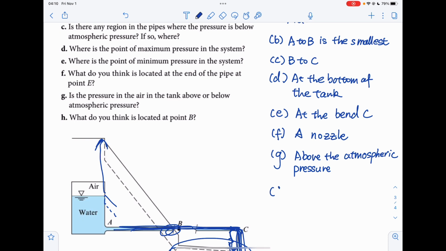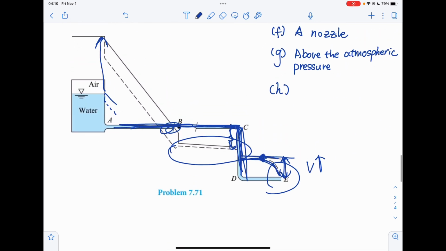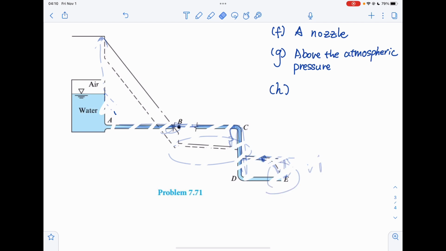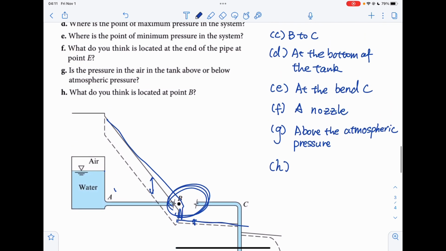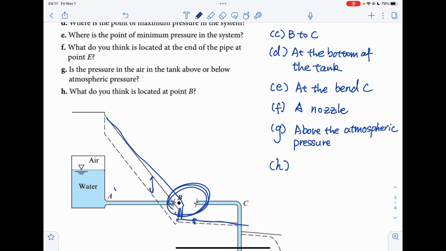And for part H, it's asking, what do you think is located at point B? So when we look at point B here, we are actually having a decrease in velocity because the velocity head is smaller after passing this part, and we have the energy grade line dropping. Okay, so it should be an abrupt expansion.